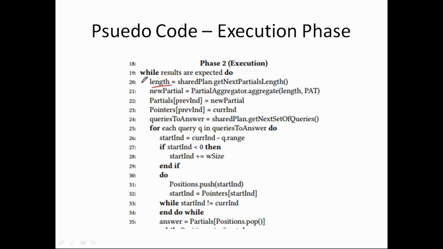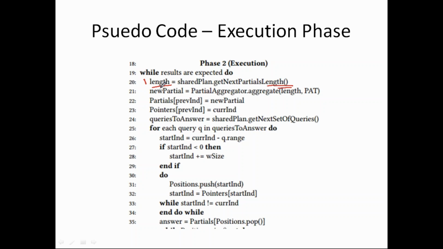So tell me the value of length now for the next partial. The length of the next partial length is still 5. Is it 4 or 5? No, it's neither 4 nor 5. It is 1 only. You're computing it for a single tuple.